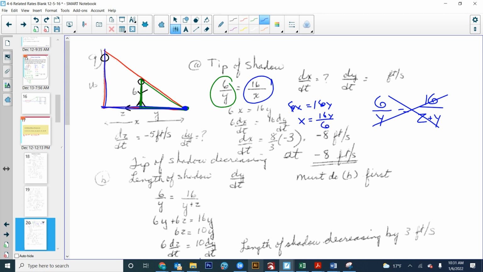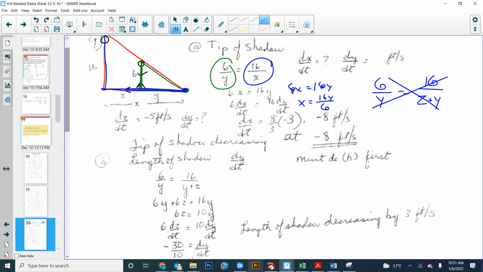What's 16/6? 8/3, right? x equals 8/3 y. Related rates, derivative with respect to time. All right, dx/dt. Constant multiple rule. 8/3 goes along for the ride. What's the derivative of y? dy/dt. Do we know dy/dt? Because we have to find dx/dt.